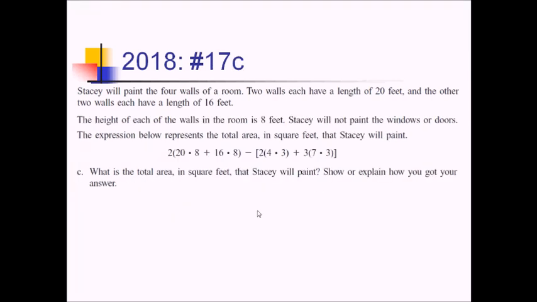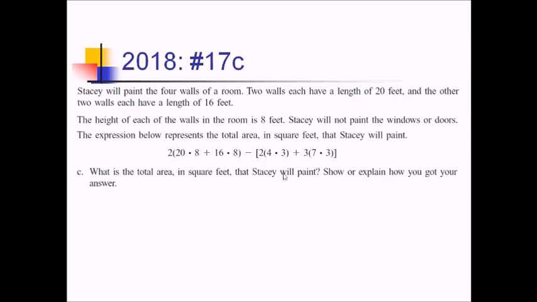For this next part, the height of each of the walls is 6 feet. Stacy's not going to paint the windows or the doors. And here's an expression representing the total area that Stacy's actually going to paint. So it looks like here we have an expression for the area of the walls minus all the areas of the doors and the windows. Now, we want to know the total area that Stacy's going to paint. Basically, again, you just have to evaluate the expression.